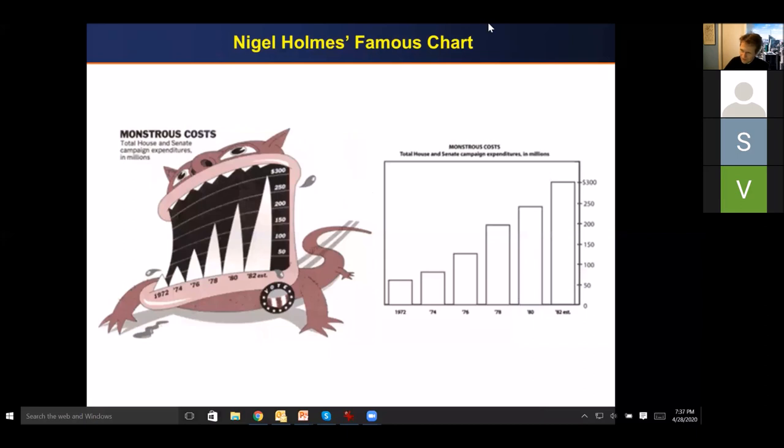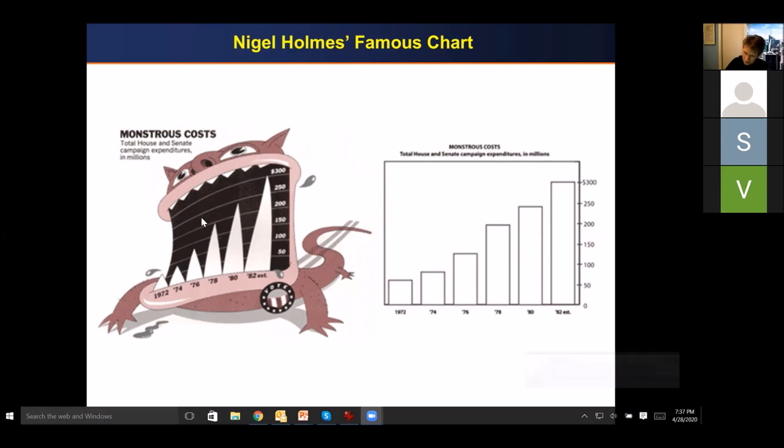So another example is this Nigel Holmes chart of monstrous costs. The total House and Senate campaign expenditures in millions, okay? So you see this. Basically he wants to point out that the costs are monstrous, because they really have escalated tremendously, right? From 1972, there were just 50, I guess, million, and now they're 300. So it's a lot more. So it's obviously a monster. And why not draw a monster there, right? Nigel Holmes is an artist, a graphics artist.